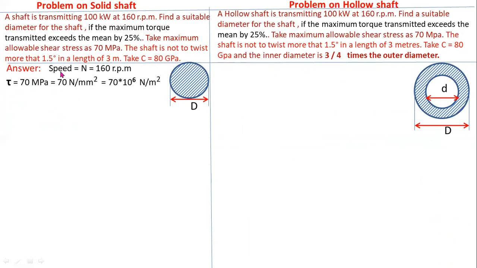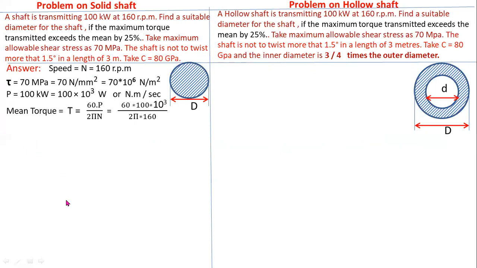The given values are speed N equal to 160 rpm and maximum shear stress tau equal to 70 megapascal. 1 megapascal equal to 1 Newton per mm square. And this is the power transmitted by the shaft, power P equal to 100 kilowatts. Same as previous problems. The torque T equal to 5968.3 into 10 power 3 Newton mm.